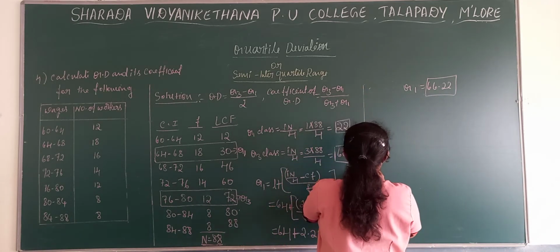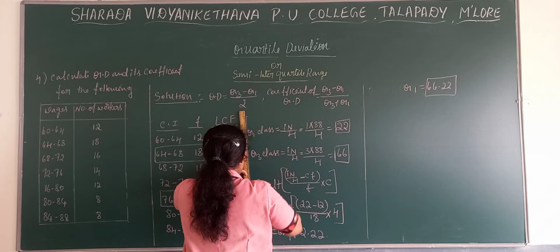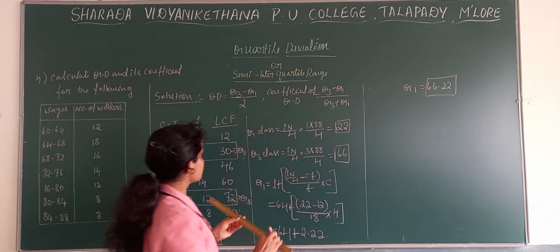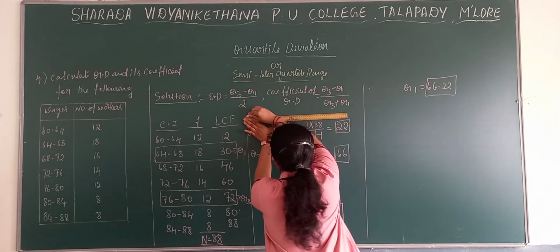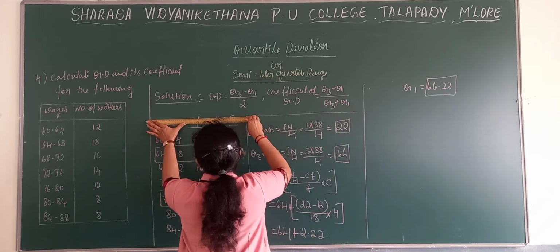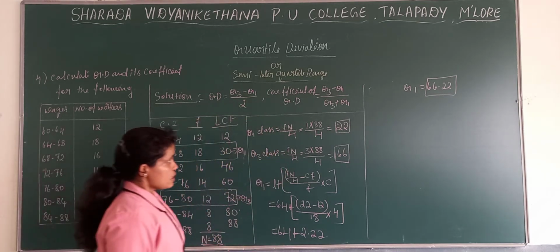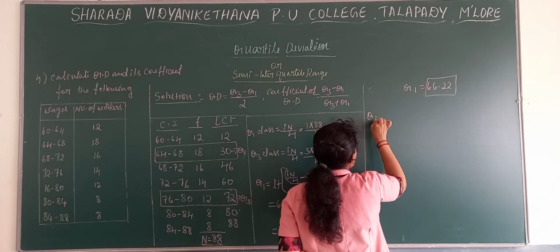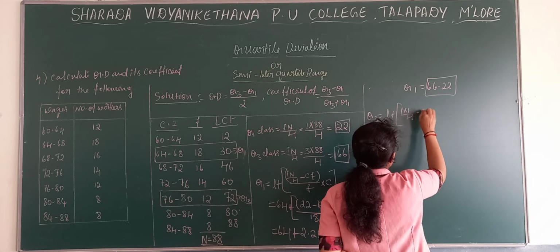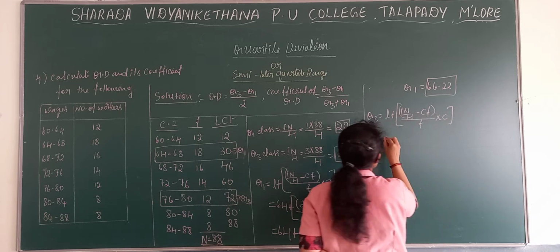To find the value of Q3, we'll substitute into the main formulas. So these are the main formulas which we have taken there. Then we got into the table, working out of the table. Now substitute into the Q3 formula: L plus (3N by 4 minus Cf) divided by frequency into C.